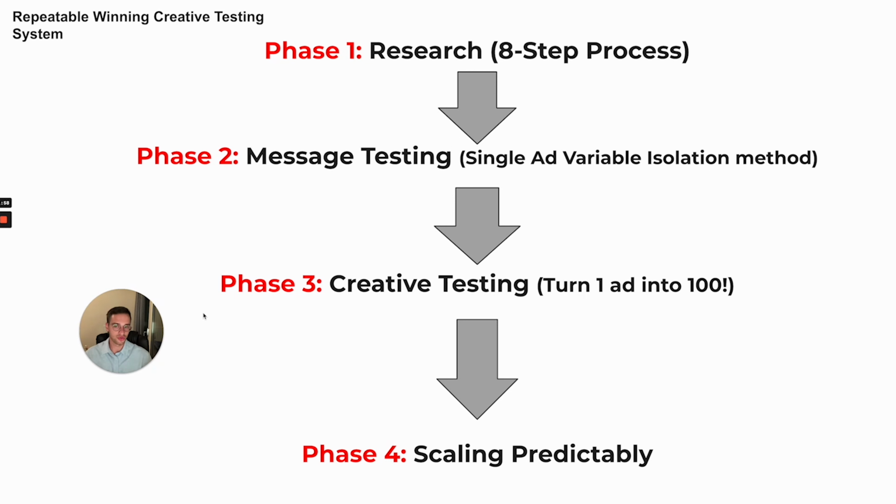So the first phase obviously is research, then we go into message testing using the single ad variable isolation method, which works insanely well, just testing one variable at a time. Phase 3 is creative testing. This is the super secret sauce here. We turn one winning ad into 100, testing multiple variations and bottlenecks that the original ad had, just by quickly editing without needing to go back and get new creative. And then we scale predictably through scaling strategies and so on and so forth.